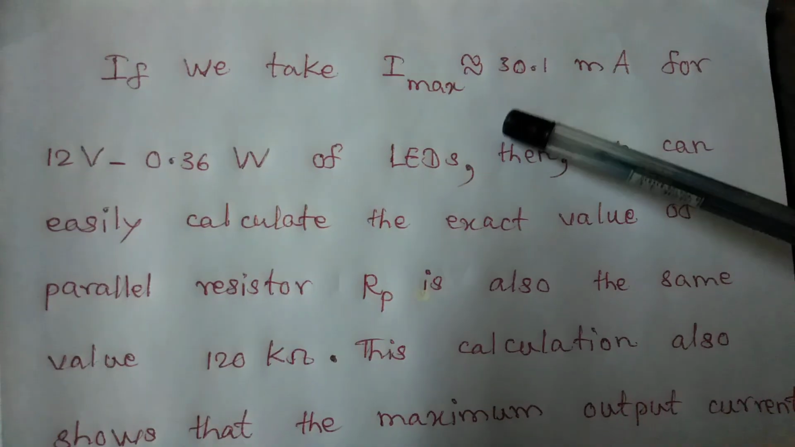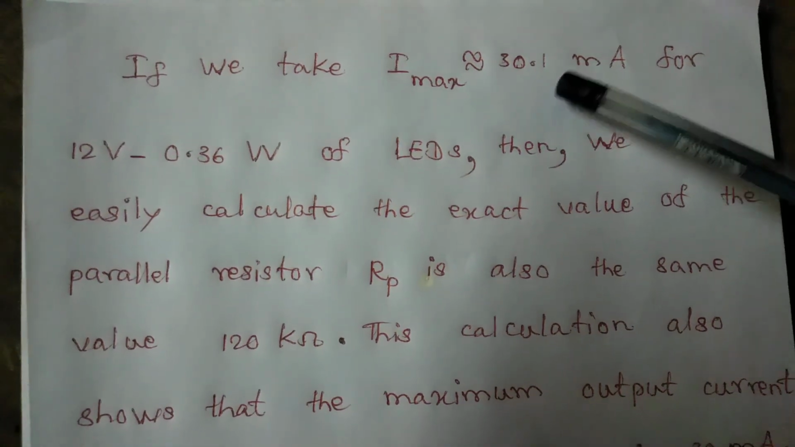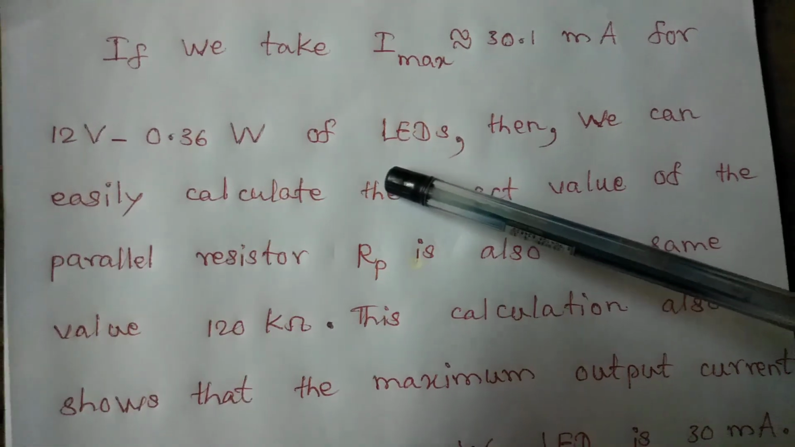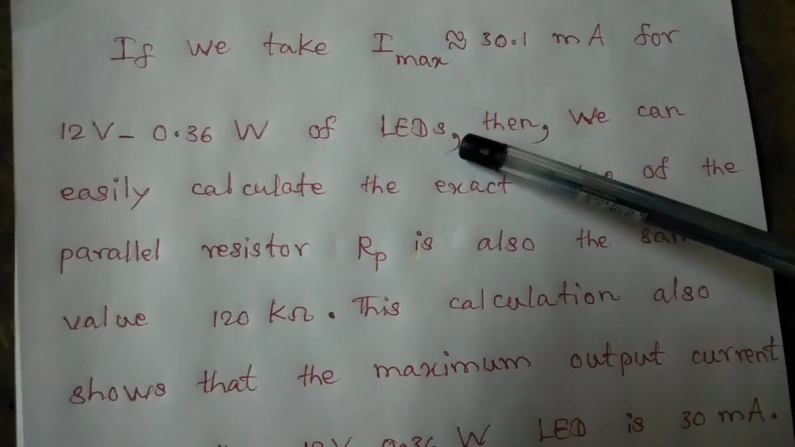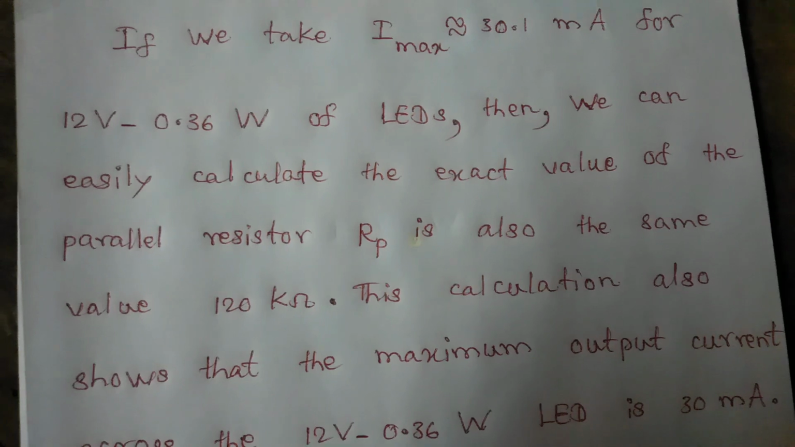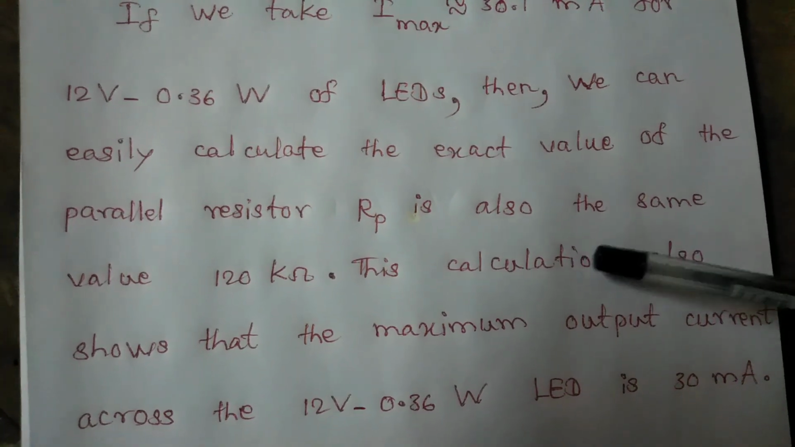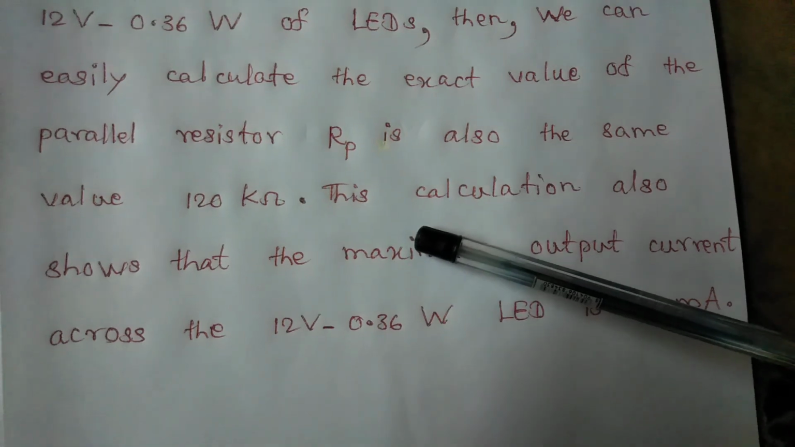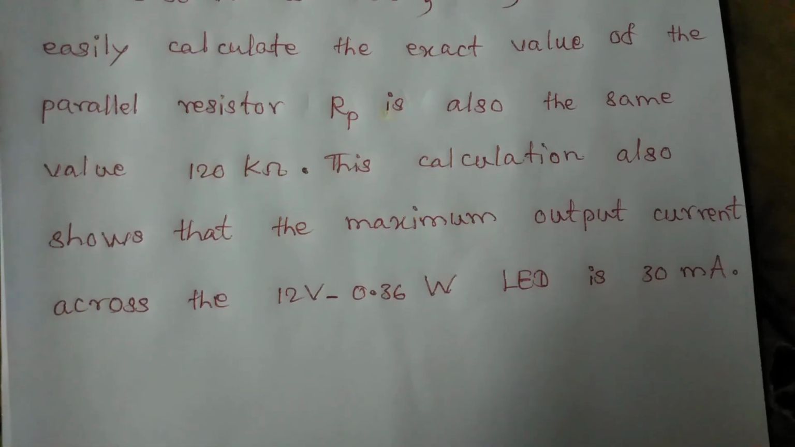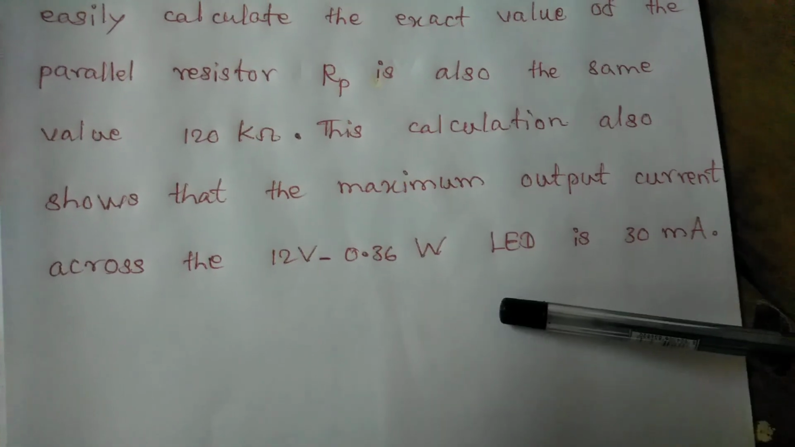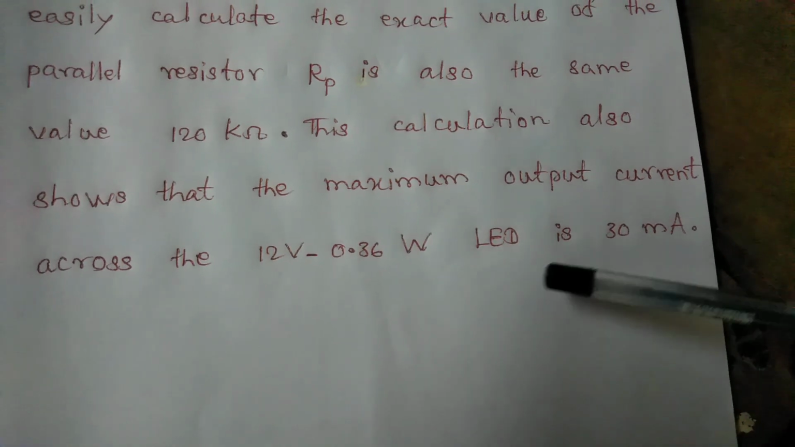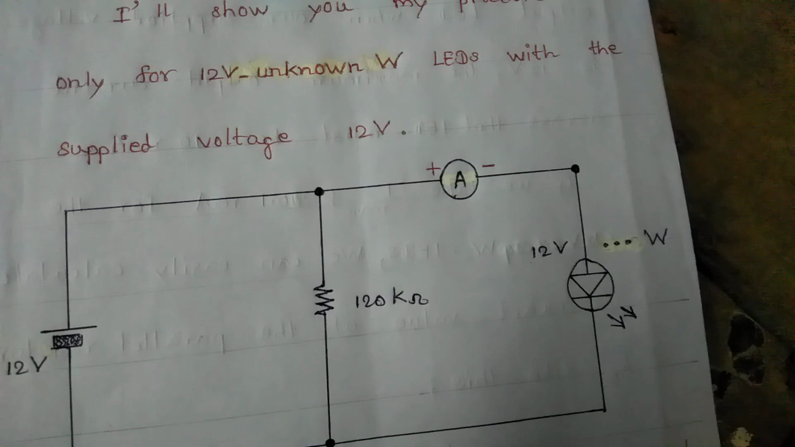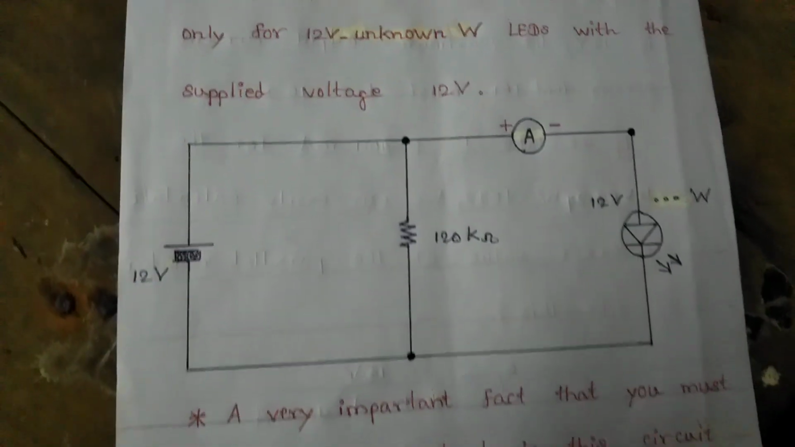If we take Imax approximately equal to 30.1 milliamp for a 12 volt 0.36 watt LED, then we can easily calculate that the value of the parallel resistor RP is also the same value, 120 kilo-ohm. This calculation also shows that the maximum output current across the 12 volt 0.36 watt LED is 30 milliamp. And I hope you clearly understand this.